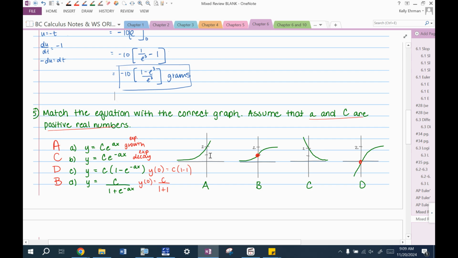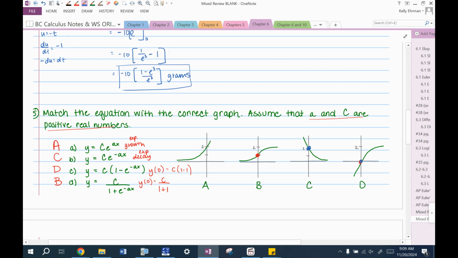So growth is exponential, increasing. Decay is exponential, but decreasing. So A and C should be easy to pick out. And then for C and D, the way that I matched these next was they have different y-intercepts. See how this one's at 2 and this one's at 0, or maybe a little below. It's hard to tell on that sketch. So if you can figure out which one has a y-intercept of 0, then you should be good.